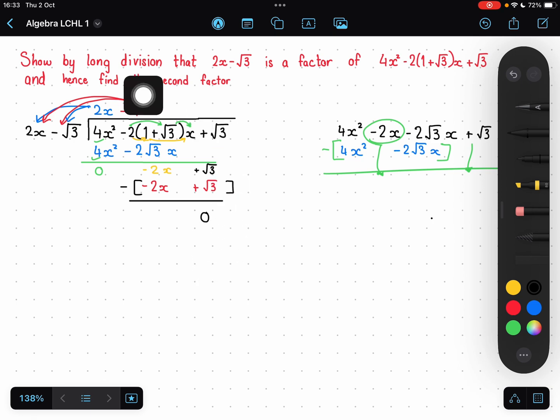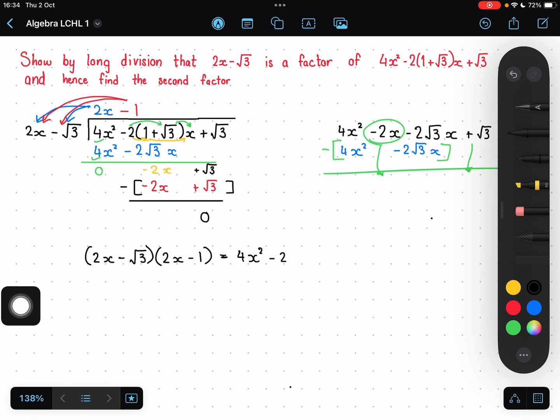So the answer is this up here, the 2x minus 1. My 2x minus square root 3 that they gave me multiplies by 2x minus 1. That's the other factor. It's the other thing that multiplies evenly into my 4x squared minus 2 by 1 plus the square root of 3 times x plus square root 3.